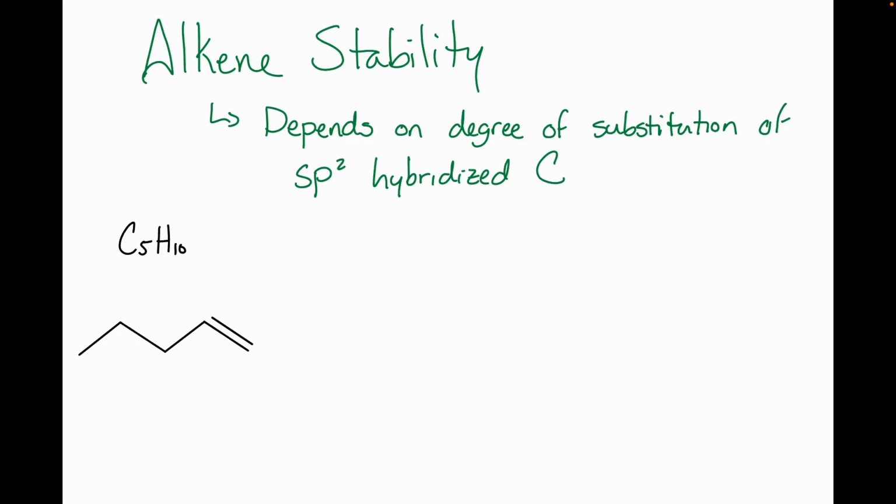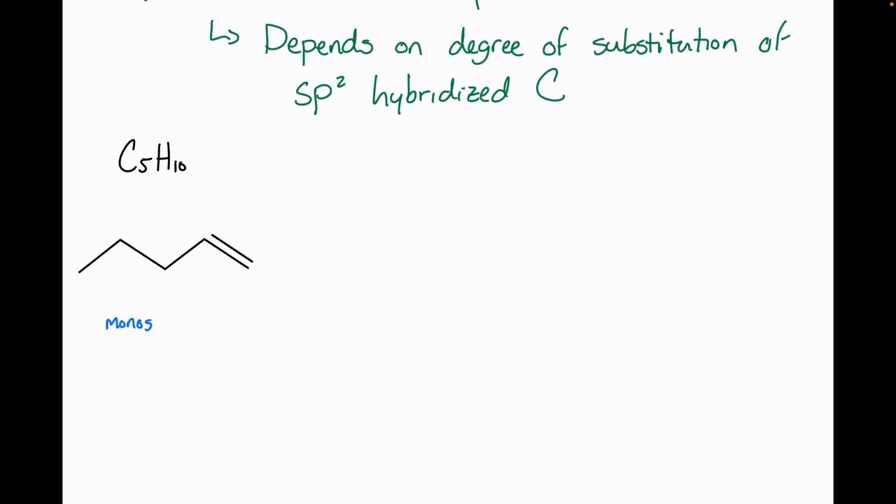Okay, so the first one to come to mind, kind of the easiest one here, the 1-pentene. This is what we would call a monosubstituted alkene, because if we look at these sp2 hybridized carbons, there's only one carbon neighbor. If we move that double bond over, okay, this would be a di-substituted alkene, because again, if we look at these sp2 hybridized carbons, there are 2 carbon neighbors.